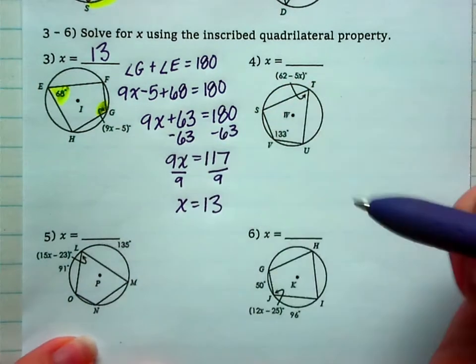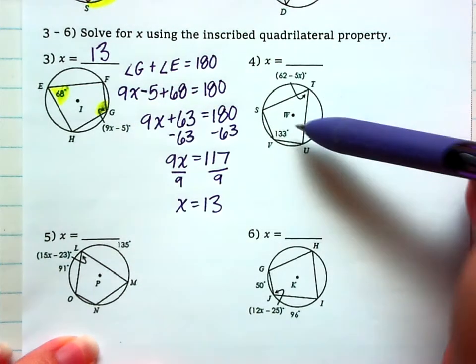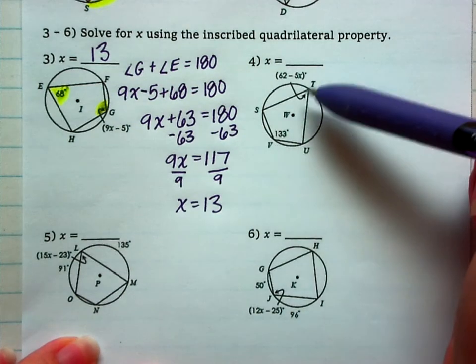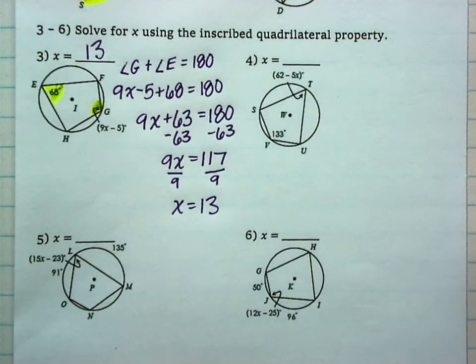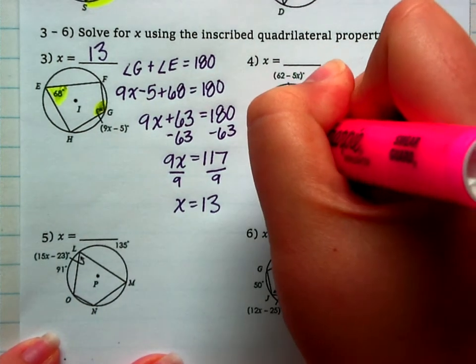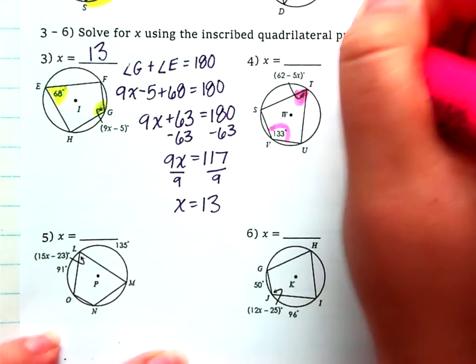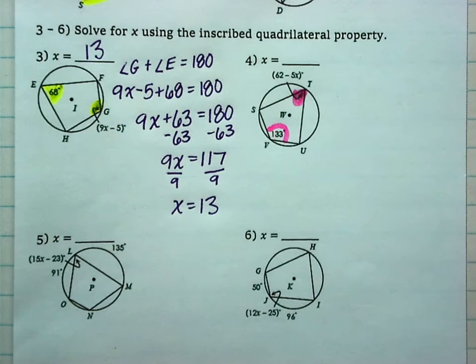It's definitely more of a straightforward one. It just gives you both of the opposite angles. Same with number 4. This one is giving you both the opposite angles. So let's use pink this time. You have 133, and you have the angle right across from it. So you already know what to do.